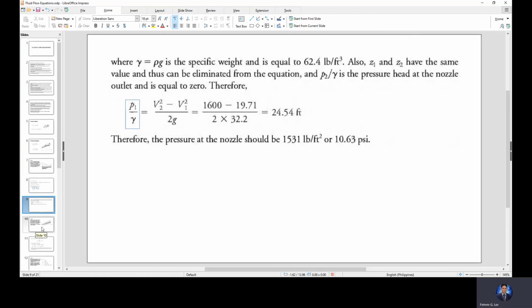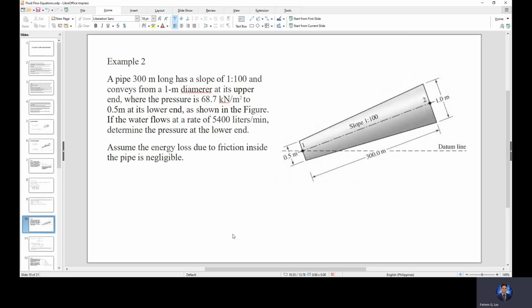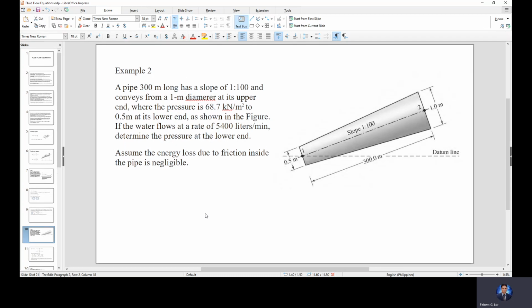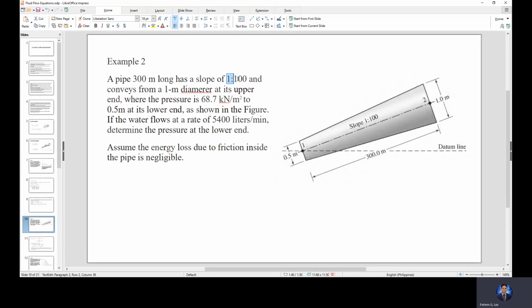So, example number 2. We have a pipe that has a length of 300 meters. It has a slope of 1:100, and it conveys water at 5,400 liters per minute. Okay, that's the Q.